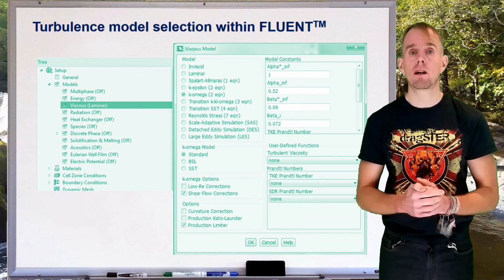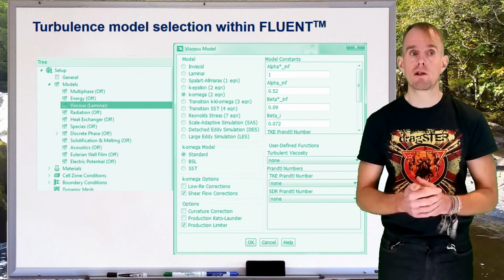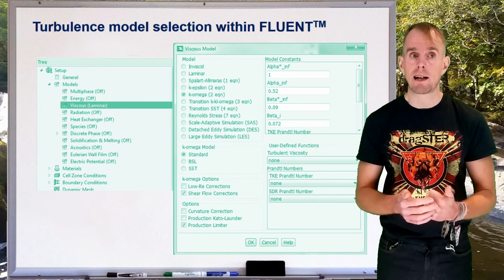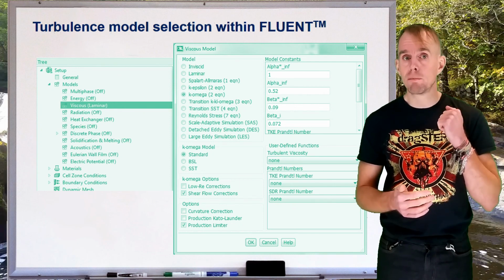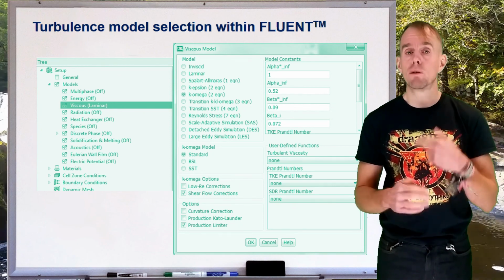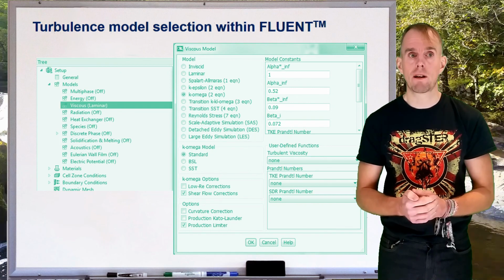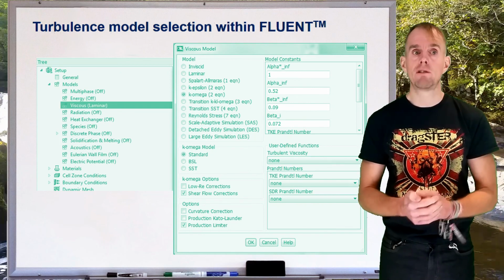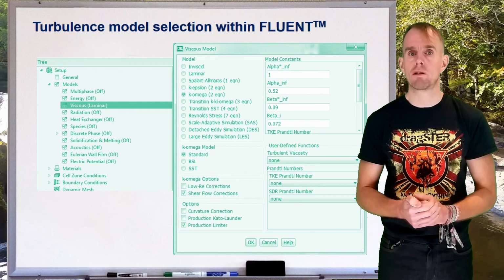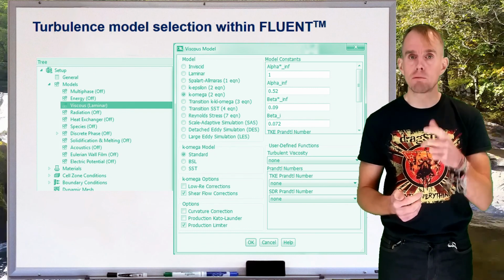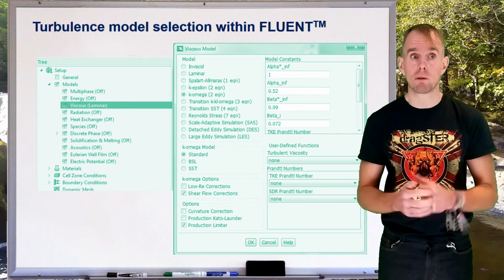Then you have different closure models. You've got a one equation turbulence model, Spalart-Allmaras. You've then got your familiar k-epsilon and k-omega, your two transport equation turbulence models. Then if you look down a few lines, you've got your Reynolds stress, your 7 equation turbulence model. So those are the turbulence models that we've talked about in this course.